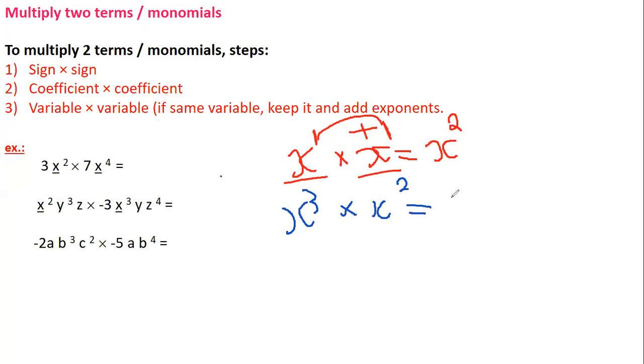X to the power 5. Bravo Sari. It is x to the power 5 because x stays as it is. 3 plus 2 is 5.